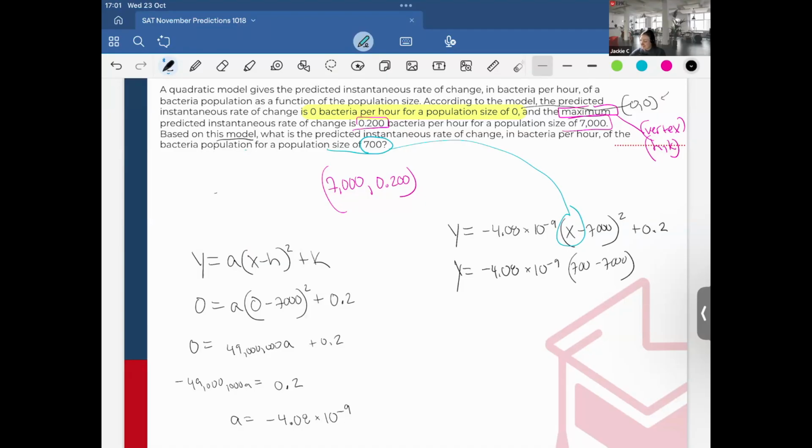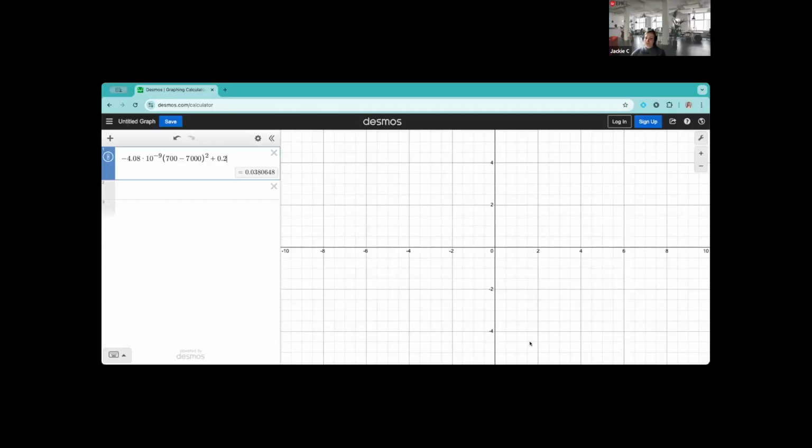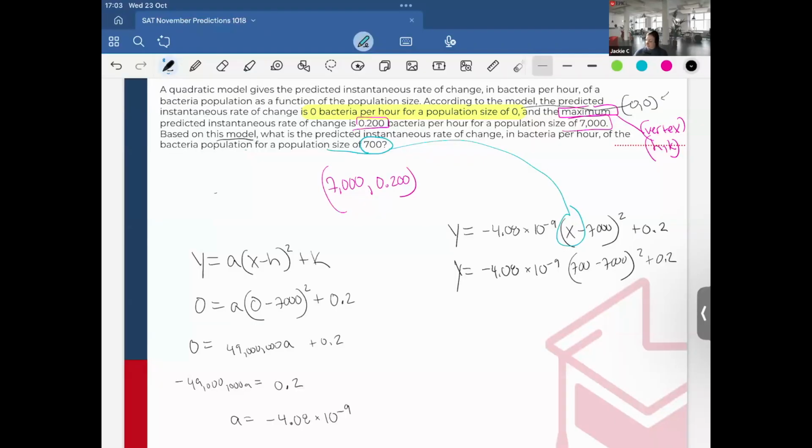And then plus 0.2. Let's see what that gives me. Okay, and then we can see I just typed it into Desmos, and negative 4.08 times 10 to the negative 9, times (700 minus 7,000) squared, plus 0.2 gives me the correct answer, 0.18. And that is what I would enter as my answer.